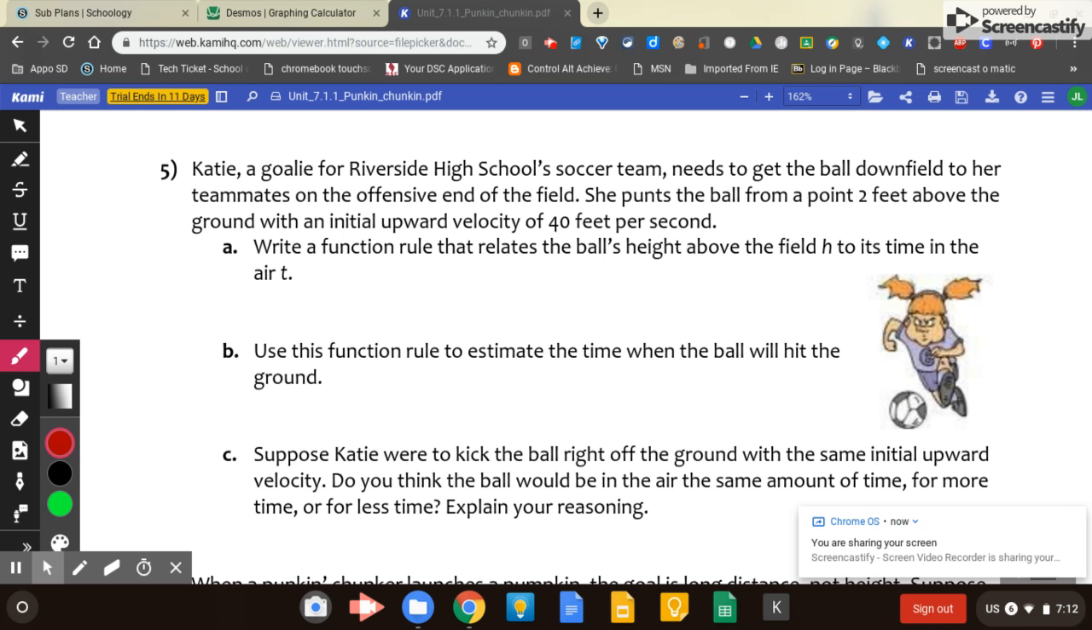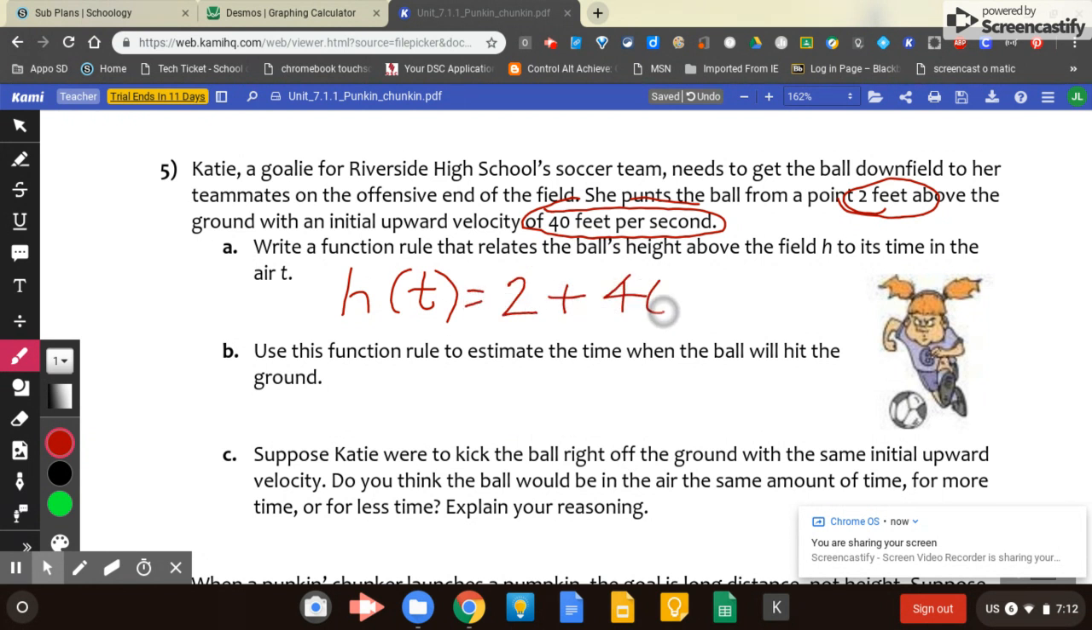Now, if you remember this problem, Katie, a goalie for the Riverside High School soccer team, needs to get the ball downfield, so she punts it. It was 2 feet above the ground with an initial upward velocity of 40 feet per second. We used that yesterday to write the equation h of t equals 2 plus 40t minus 16t squared.